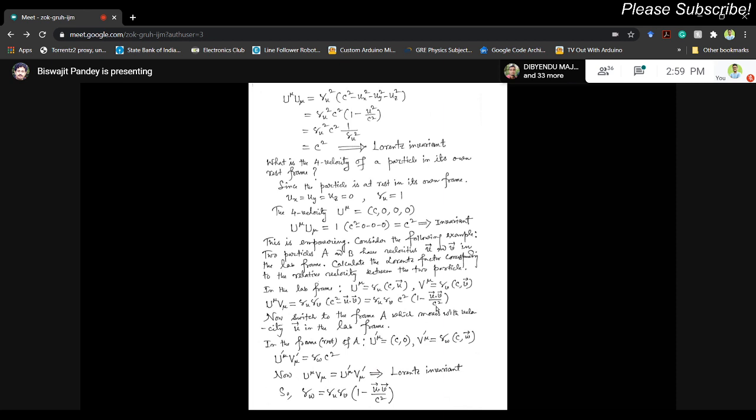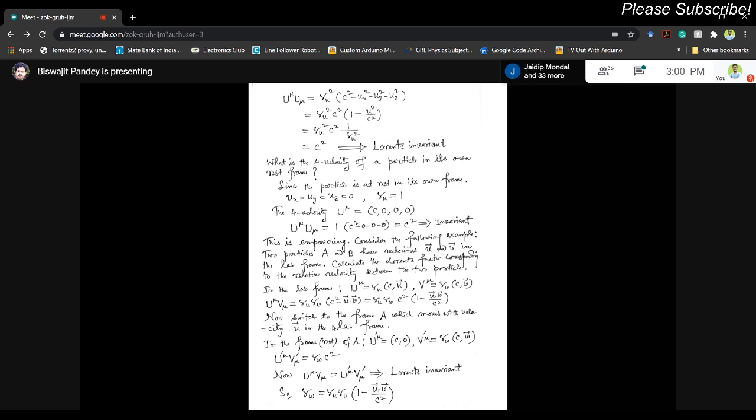Now I want to relate this quantity with the gamma factor for the relative velocity. To do that, let us now switch to the frame of the particle A. If we jump to the frame of the particle A, that's the rest frame of the particle A. And in that frame, if I want to write down the four-velocity of the two particles, how do they come out?